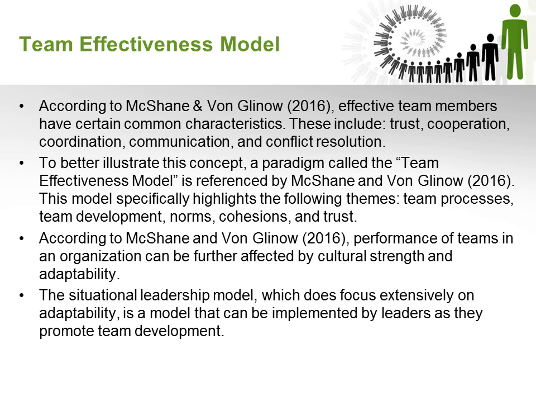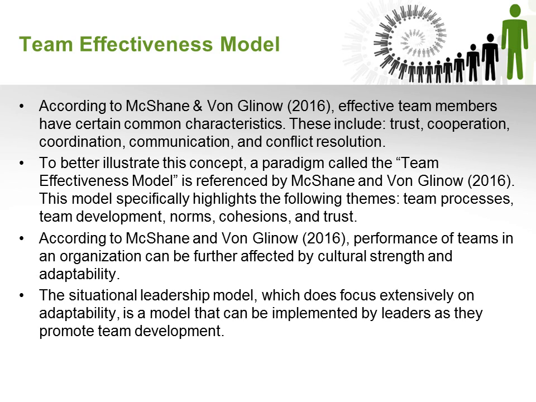These include trust, cooperation, coordination, communication, and conflict resolution. To better illustrate this concept, a paradigm called the team effectiveness model is referenced by McShane and von Glinau. This model specifically highlights the following themes: team processes, team development, norms, cohesion, and trust.